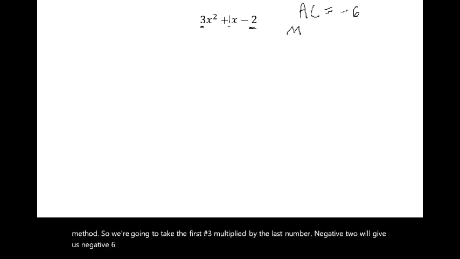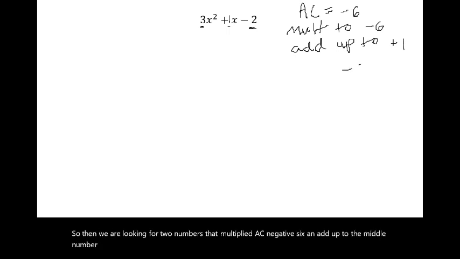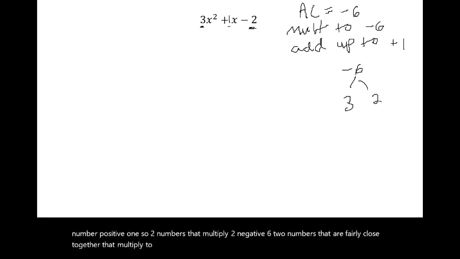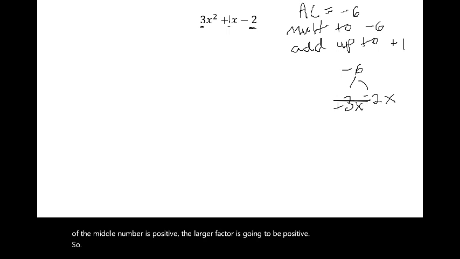So then we are looking for two numbers that multiply to AC, negative 6, and add up to the middle number, positive 1. So two numbers that multiply to negative 6, well, two numbers that are fairly close together that multiply to 6 are 3 and 2. And in order to add up to a positive 1, since the sign of the middle number is positive, the larger factor is going to be positive. So positive 3 times negative 2 is negative 6. Positive 3 plus negative 2 is positive 1.